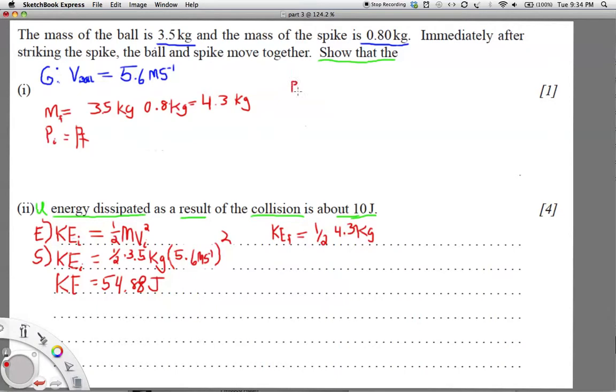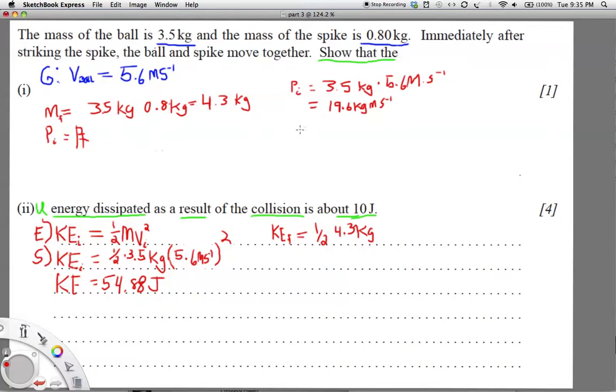So what's my initial momentum? P_i equals 3.5 kilograms times 5.6 meters per second. So my initial momentum is equal to 19.6 kilogram meters per second.